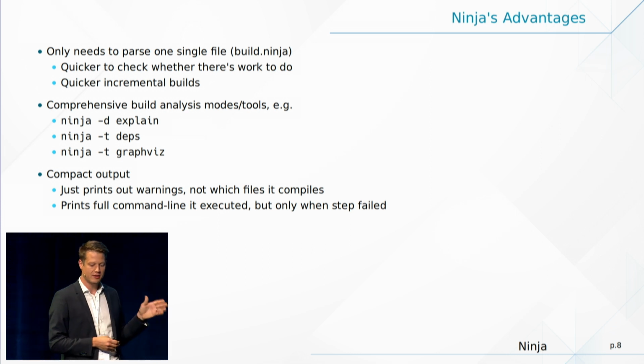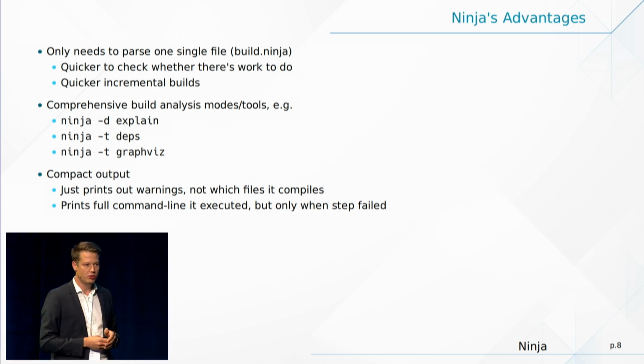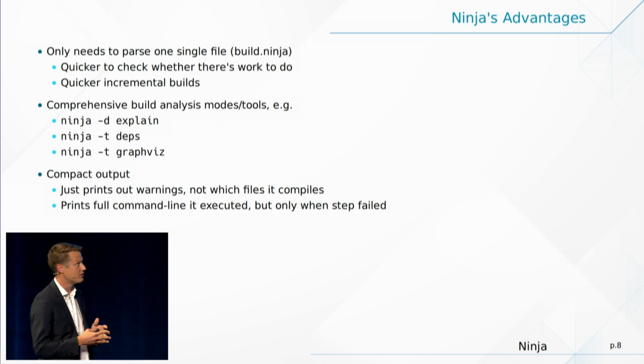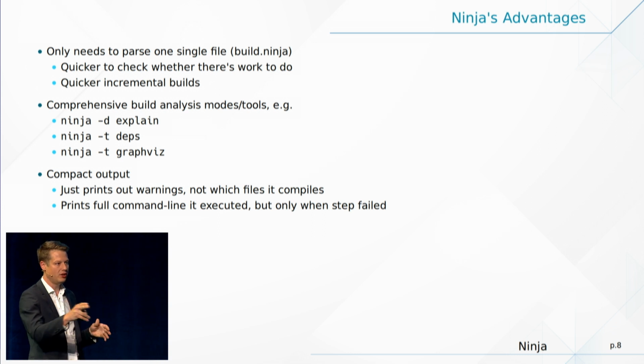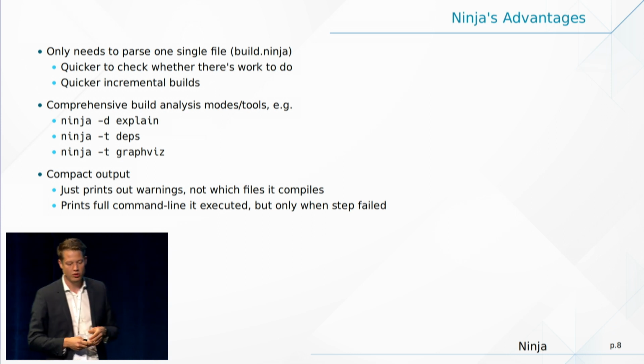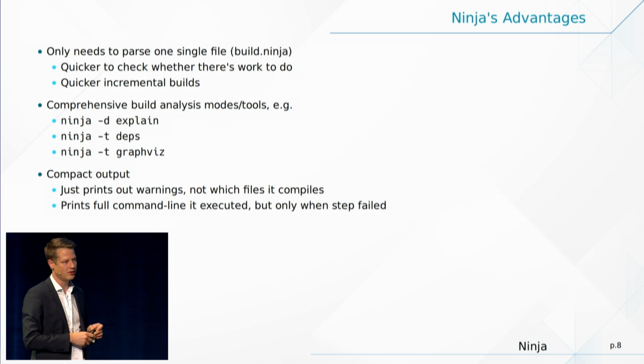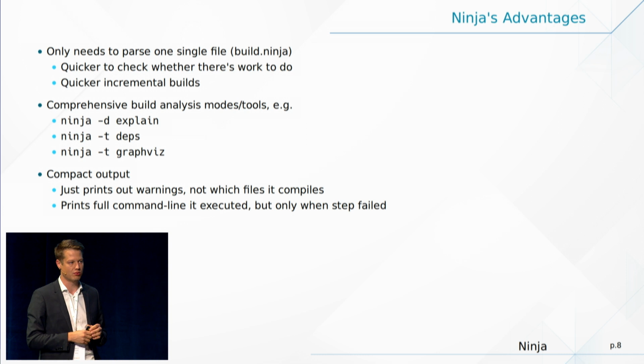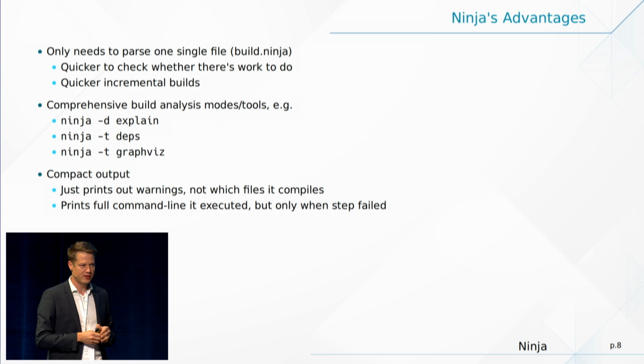It actually also has a comprehensive suite of tools you can use. You can run it so it explains to you, oh, this file updated, so I need to recompile these other files. Or you can list the dependencies of each translation unit in your project, like seeing CPP file XYZ depends on these headers, and as soon as one of these headers changes, it needs to be recompiled. It also has an output where you can see the dependencies in a graph with graphviz, which is really nice. It has really compact output, and it only prints out warnings.